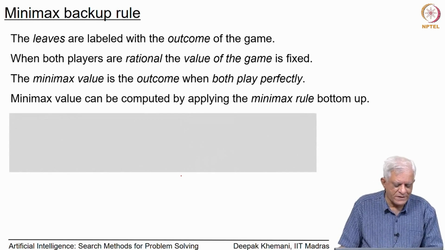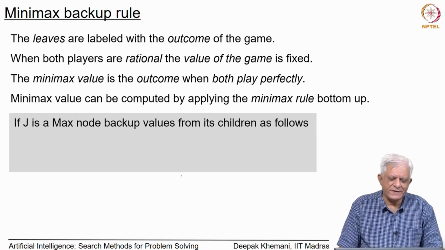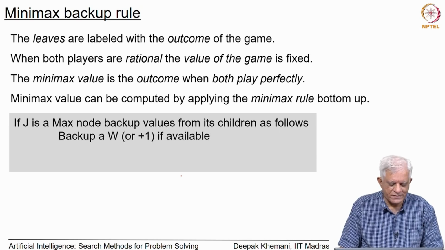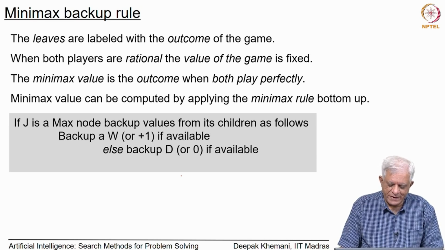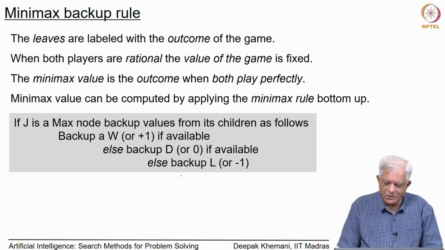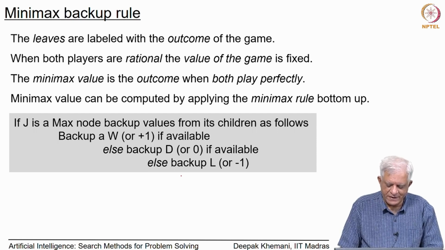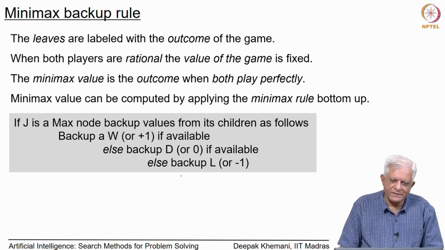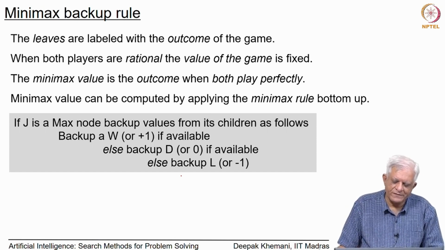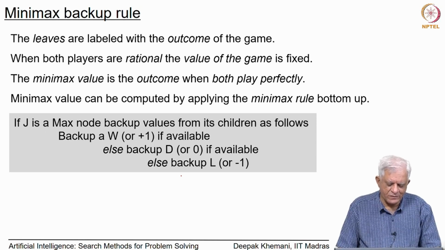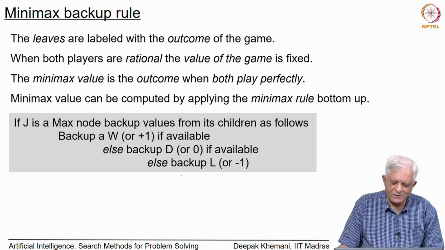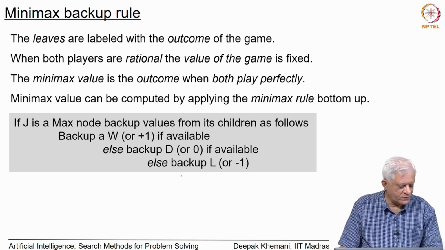The minimax rule is as follows: if J, the node that you are looking at, is a max node, then you back up values from its children as follows. If a W node is available, you back it up, or +1 as the case may be. If W is not available, you back up 0 or D, else you back up L or -1. This means that if there is a move in which Max can win, Max will make that move, and therefore the value of that game will be W. Otherwise, Max will make a move in which the game becomes a draw, so the backed up value of that node J will become 0. Otherwise, there is no option but to lose the game.